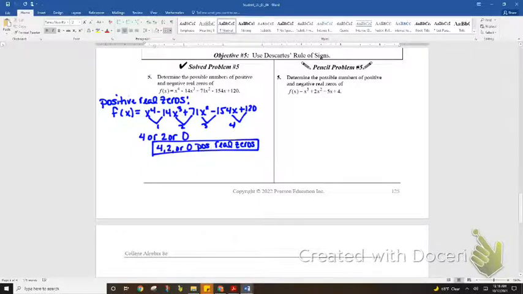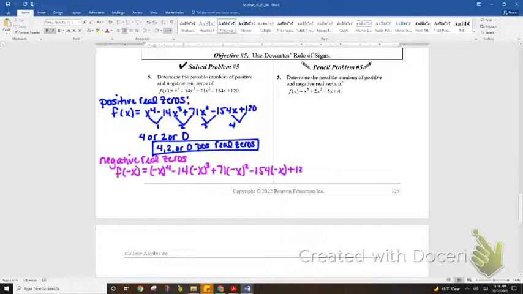Now to find the number of negative real zeros, you're going to do the same exact thing, but you're going to find it using f of negative x. So we're going to go find f of negative x. And so we have to do a little work here before we can do the other. So we have negative x to the fourth minus 14 times negative x cubed plus 71 times negative x squared minus 154 times negative x plus 120.